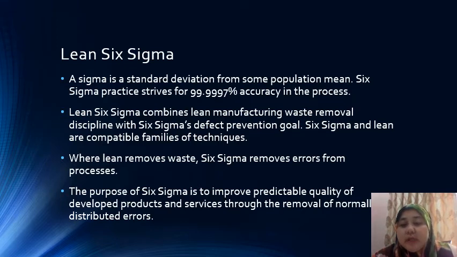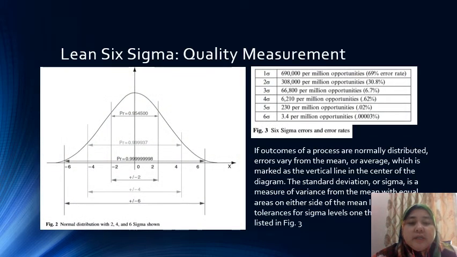So itu lead us to the knowledge in this chapter. Where Lean removes waste, Six Sigma removes errors from processes. So these two concepts are very important. Lean removes waste, Six Sigma removes errors from processes. So the purpose of Six Sigma is to improve predictability of quality of developed products and services through the removal of the normally distributed error. For example, so these are the sigma.